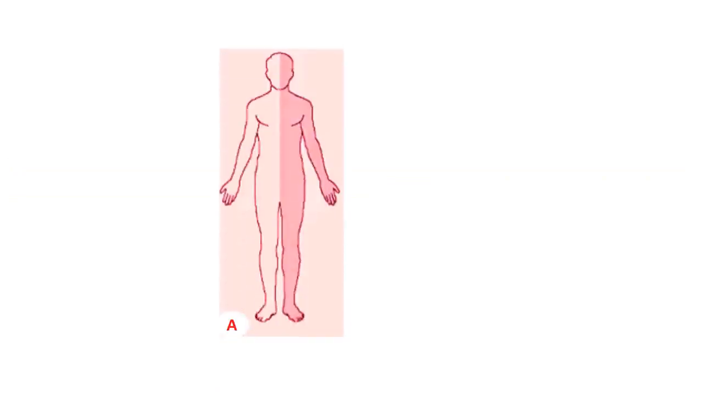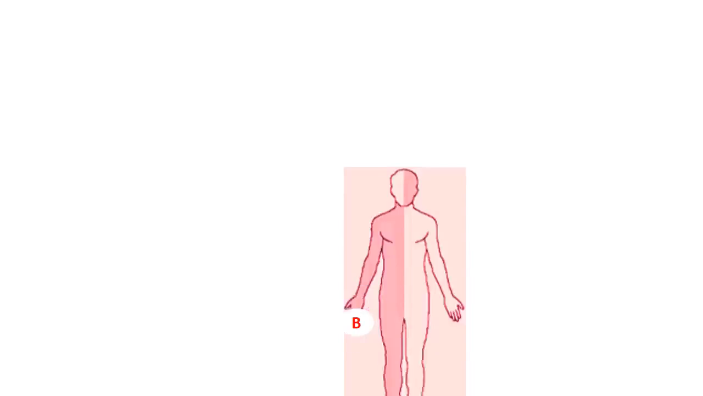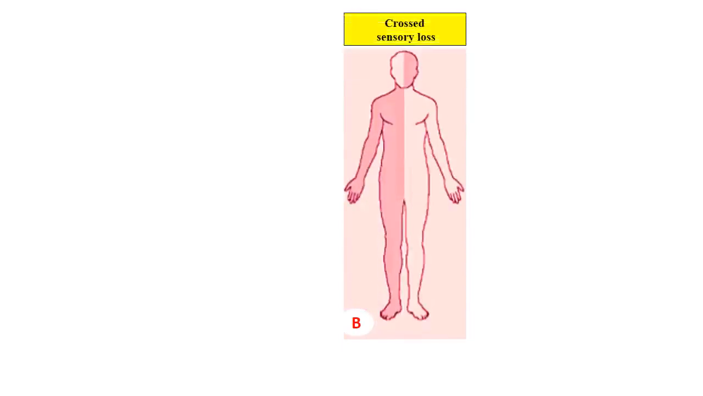In this video, I am going to discuss various patterns of sensory loss and its anatomical localization. Diagram A is showing hemisensory loss and it is seen in case of contralateral supratentorial hemispheric lesion. Diagram B is showing cross type of sensory loss and it is seen in brainstem or infratentorial lesion.